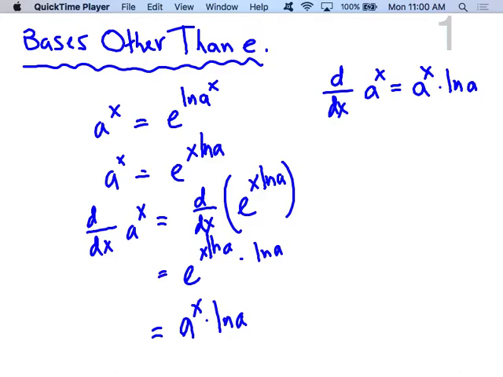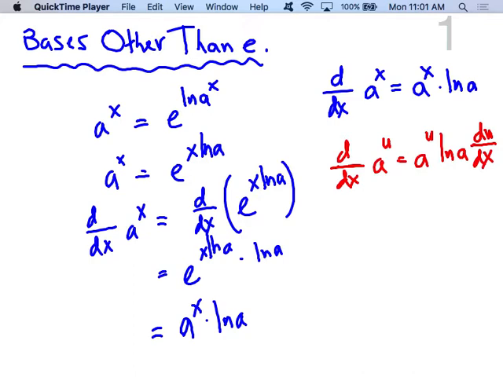Okay. What if it's not an x? What if it's a u? Same thing. So the derivative with respect to x of a to the u is equal to a to the u times the natural log of a. Shouldn't it be du dx? For the first one, too, right? Well, I mean, you have to chain.